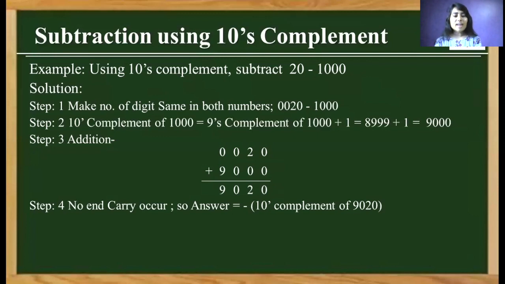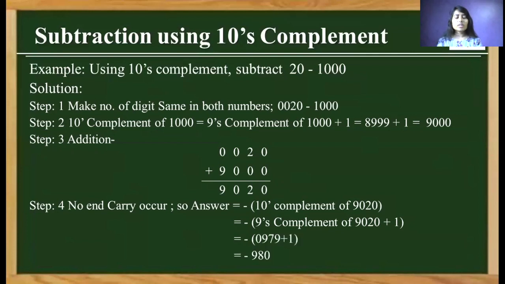So for the correct answer, place a negative sign and take the tens complement of this 9020. For tens complement, we calculate the nines complement, then add 1. So we have the correct answer, minus 980. So this is how we can calculate subtraction for numbers which do not produce an end carry, or say we can perform subtraction when the condition A less than B occurs.